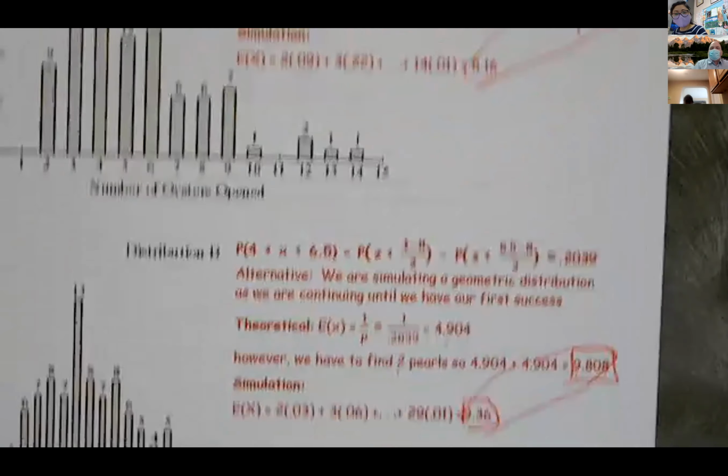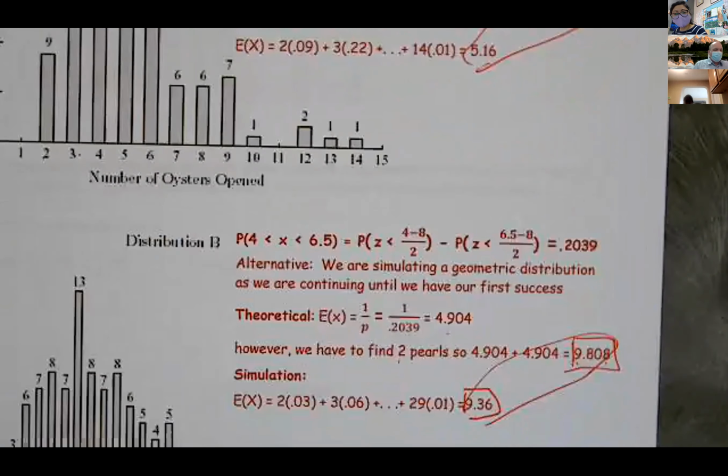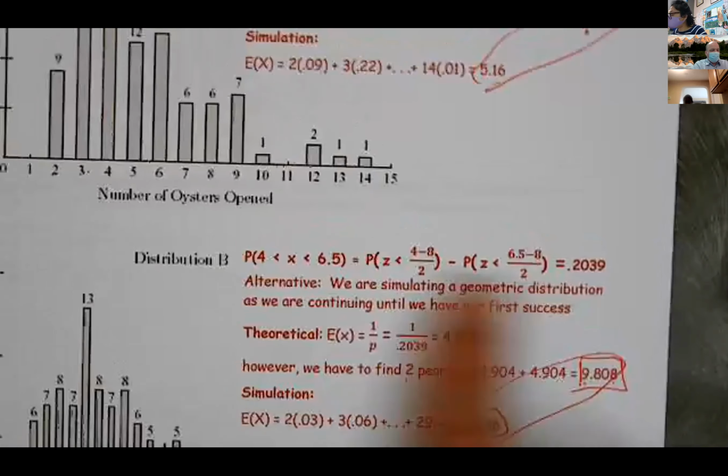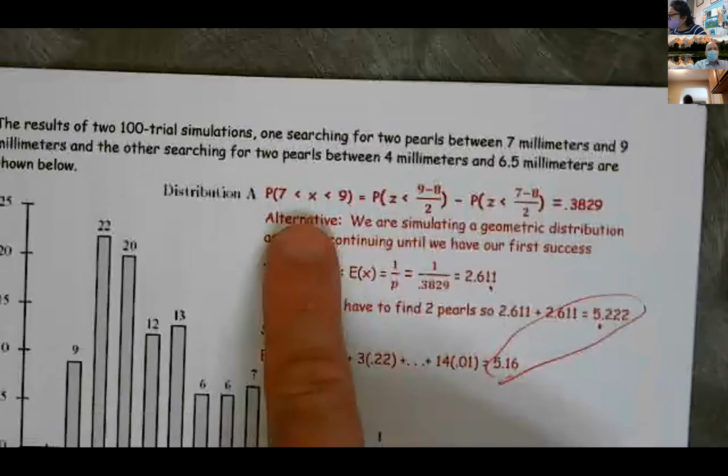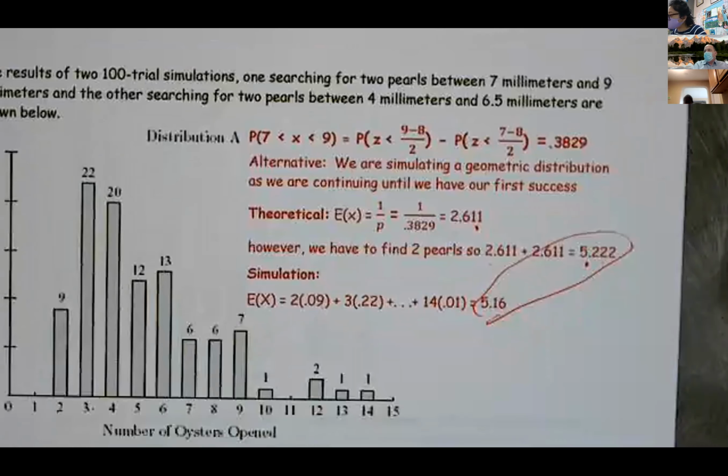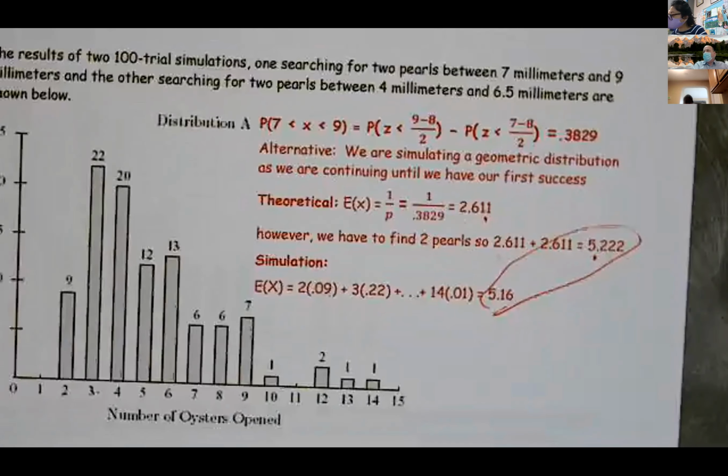So consequently, we could look at this and go, you know what? Through a geometric, I could do a geometric expected value and find that B went with a 4 to 6.5, and A went to 7 to 9. Now I'm going to pause to ask for questions on this.